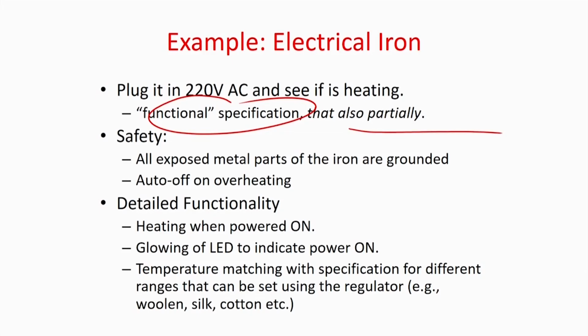Maybe you are purchasing a very cheap iron, only this amount of testing will be done and it will be sold to the customer. If you are going to a slightly higher version, then people will also check whether all the parts of the iron are electrically grounded, so there is no chance of electrical shocks, etc. Then you also check the thermostat. Detailed functionalities, rarely do people go for that level of testing, that if there is a thermostat, you have different temperatures for silk and different types of clothes you select, whether for everything the temperature range is maintained or not.